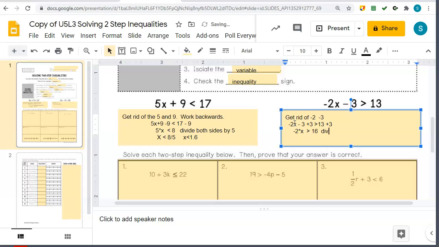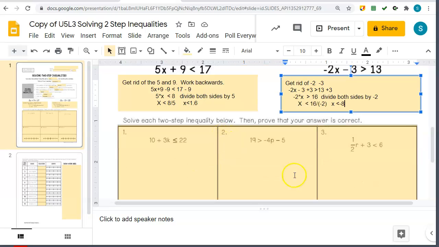Here we're going to divide both sides by negative 2. Now notice, alert, alert, alert, negative sign. That's going to switch it. So we get x, instead of being greater than, is going to be less than whatever 16 divided by negative 2 is. So x is less than negative 8. Those are the work that we would do. We would figure out the steps. There we go. Now, let's go ahead and solve these inequalities.